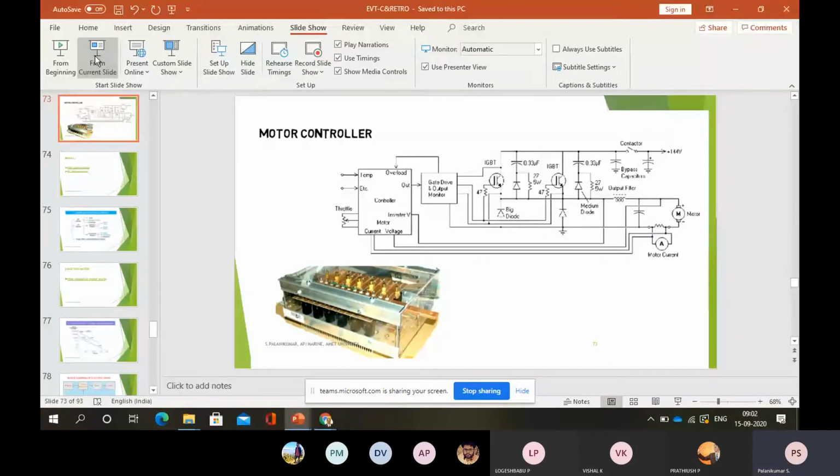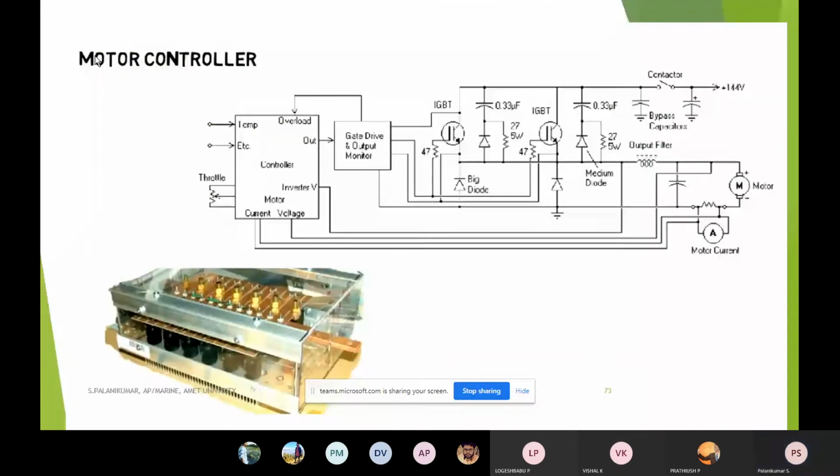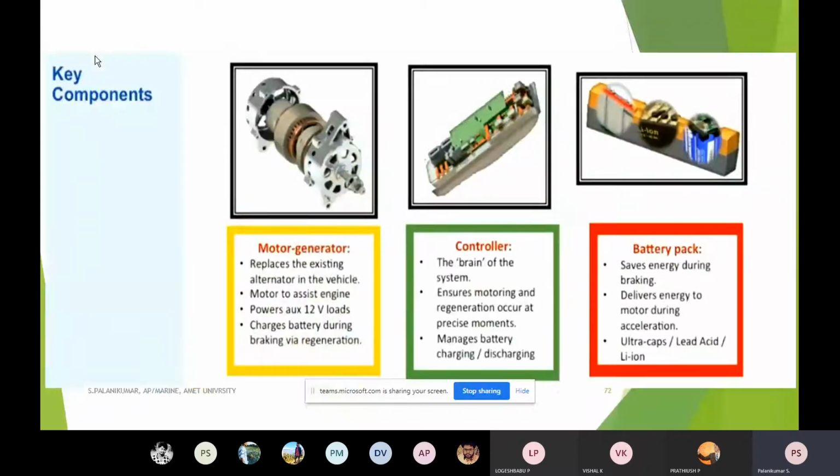So last two classes we have discussed about 6 different components that are required for any electrical vehicle or hybrid electrical vehicle. Especially in this unit, we are going to discuss the different machineries. Different machineries in the sense, what are all the types of AC or DC machine, controllers, and what are all the battery pack that we are going to use.